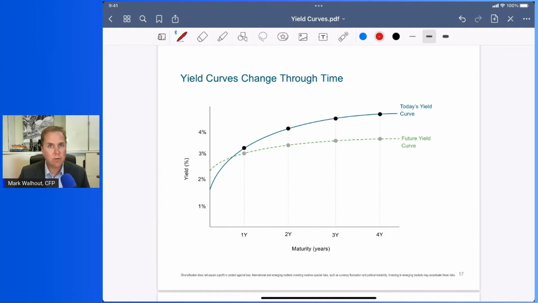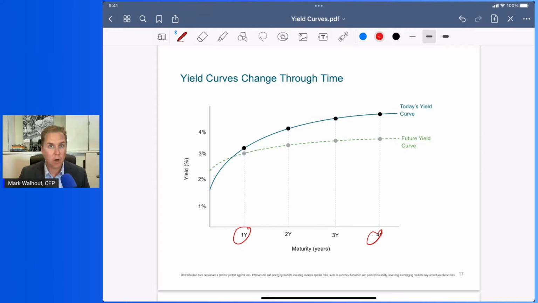So generally, a healthy upward sloping yield curve indicates that an economy is in expansion mode and that you get a higher return for having your money locked up in fixed income for a longer period of time. That's generally what a healthy yield curve looks like. It's an upward sloping yield curve. And simply across the x-axis, you can see a 1-year bond in this case is yielding just over 3%, whereas a 4-year bond in this case is yielding over 4%.